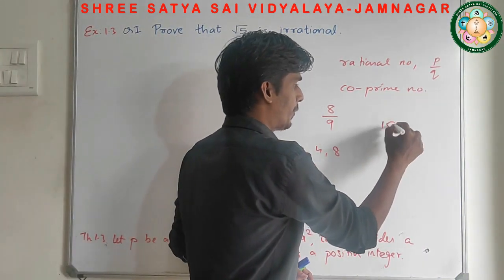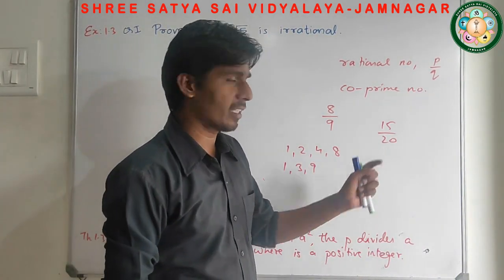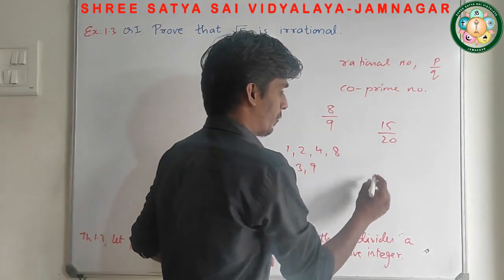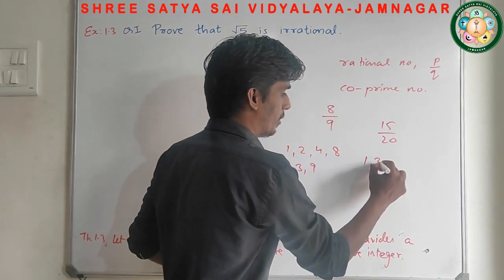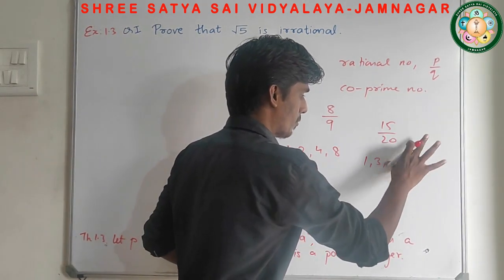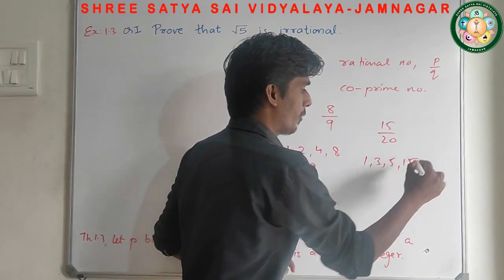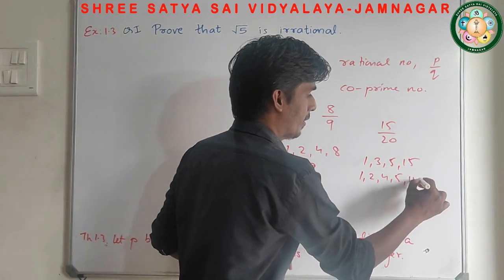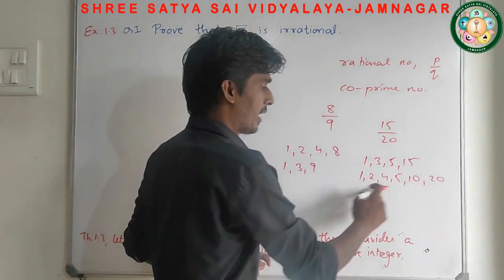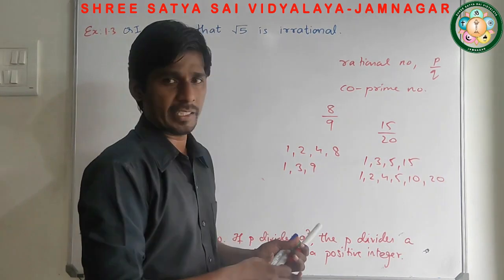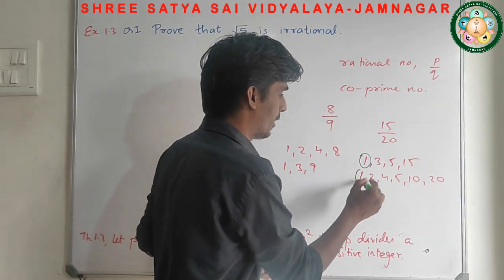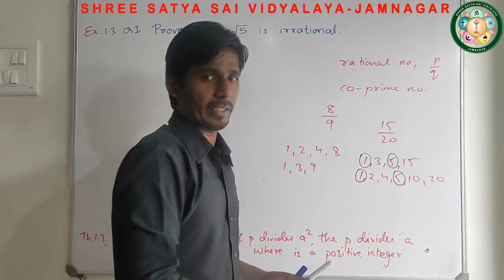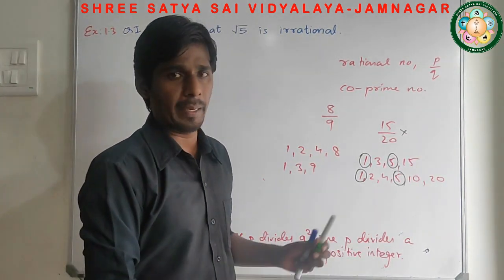If I write 15 upon 20, are these numbers co-prime? No, because the factors of 15 are 1, 3, 5 and 15. Factors of 20 are 1, 2, 4, 5, 10 and 20. Definitely 1 is common in both, and 5 is also common. So they have two common factors, so these are not co-prime.